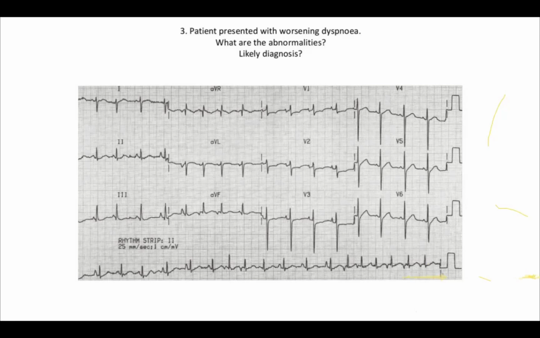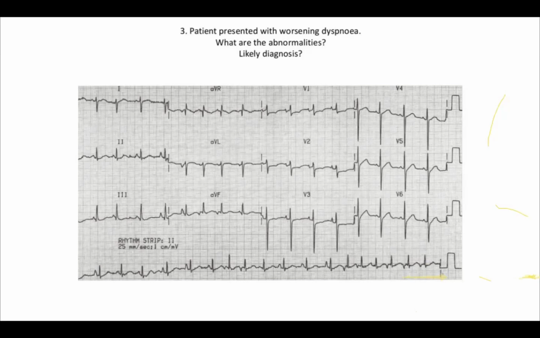So there are different morphologies of P. And definition-wise, 3 or more P waves with a rate of more than 100. What is it then? Rhythm-wise, this is not sinus tachycardia. So what is this? It's a multifocal atrial tachycardia, right?